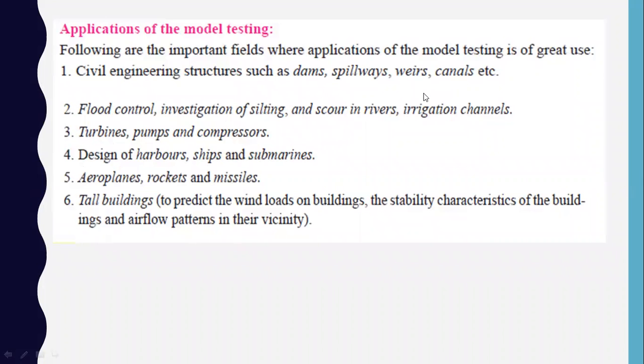The applications of model testing. The first application is civil engineering structures such as dams, spillways, weirs, and canals. If you have studied hydraulic power generation, you will know these terms. The next ones: flood control, investigation of silting and scour in rivers, irrigation channels, then turbines, pumps, and compressors, design of harbors. So in oceanography, the design of harbors, ships, and submarines is done with the help of model testing.